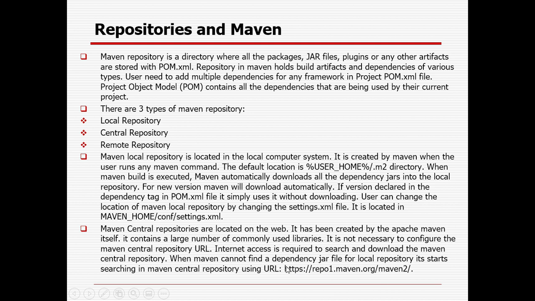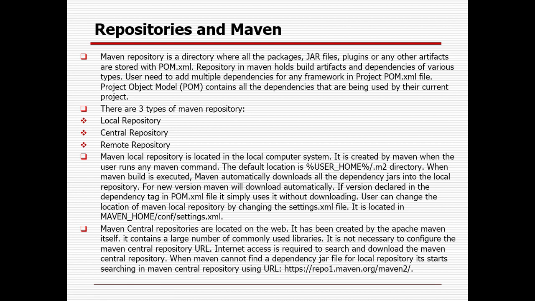So in case somebody asks you where the Maven repository is coming from, in the Maven central repository, that is the path repo1.maven.org/maven2. Okay, it has been created by Apache Maven itself. So whenever they are adding any dependency, they are adding it in that particular path. The company which is maintaining the site, they are adding it. It contains a large number of commonly used libraries. It is not necessary to configure the Maven central repository URL. Internet access is required, right?